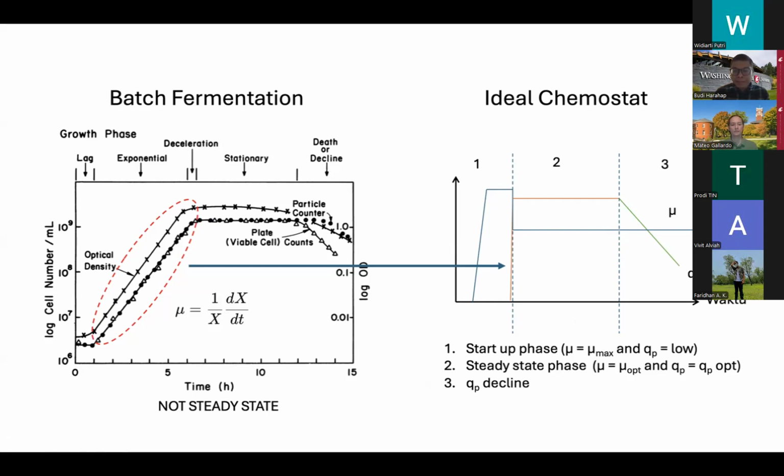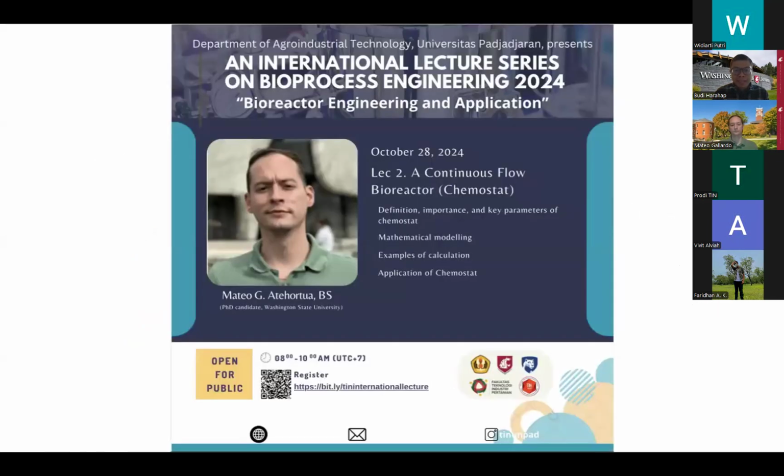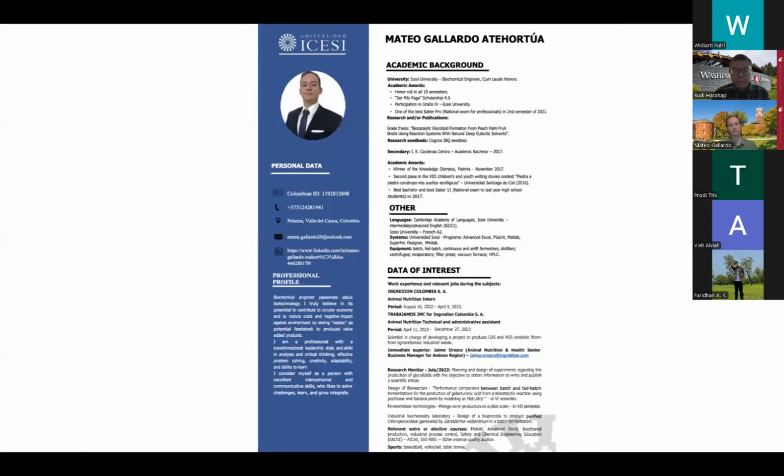For the continuous flow, our chemostat. We know chemostat. Mateo will explain to us about the chemostat. Then this is Mateo. These are the outlines for today: the definitions, important and key parameters of a chemostat, then mathematical modeling, examples of calculations for chemostat, and then applications of chemostat.